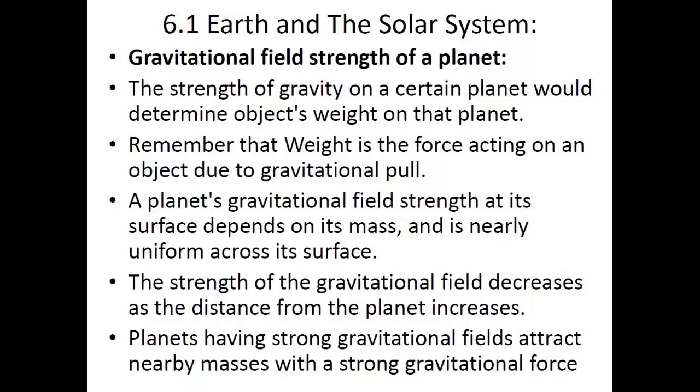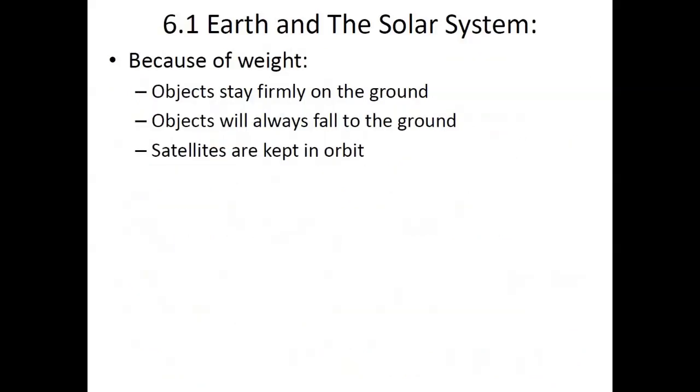Planets having strong gravitational field attract nearby mass with a very strong gravitational force, and that mass usually comes down crashing in the form of a meteor shower. Because of weight, objects stay firmly on the ground of a planet. Objects will always fall towards the ground. They won't randomly float away in the air. And satellites would keep on revolving around a planet in stable orbits.